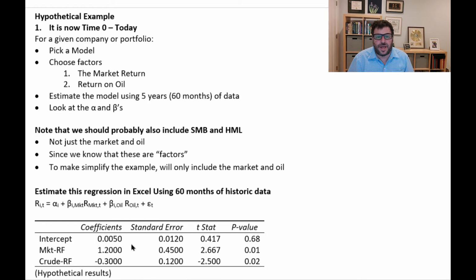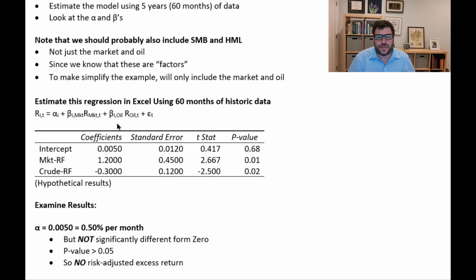So here's an example, and this is using data that I made up. It's now today, time zero, and for some given company or profile, we're going to pick a model. We're going to choose factors, and we're going to choose just the market and oil for simplicity. Technically, we should probably also include SMB and HML because we know these are generally priced factors, but for the purposes of this, we'll just include oil to make it a little bit simpler. And so here's our regression model that we're going to estimate. The return of our stock or portfolio is going to equal alpha plus the market beta times the return of the market plus the oil beta times the return of oil.